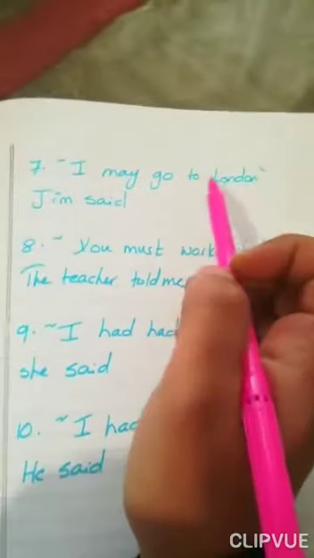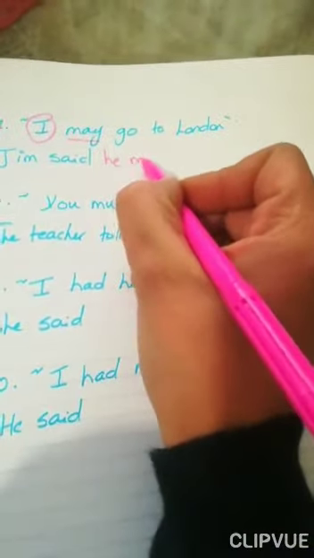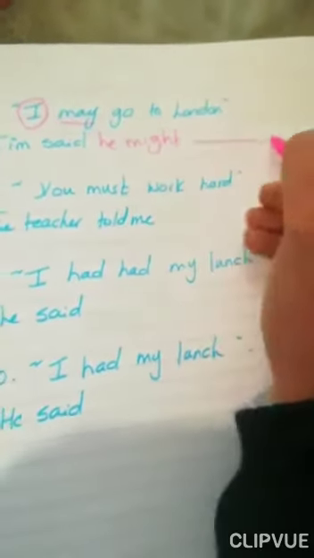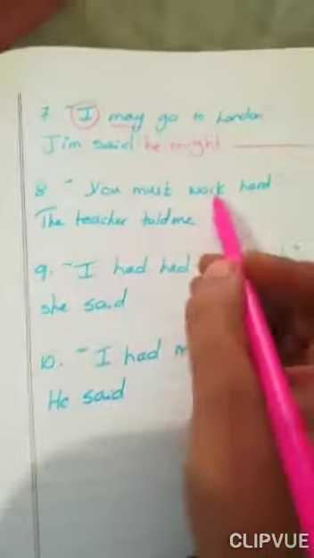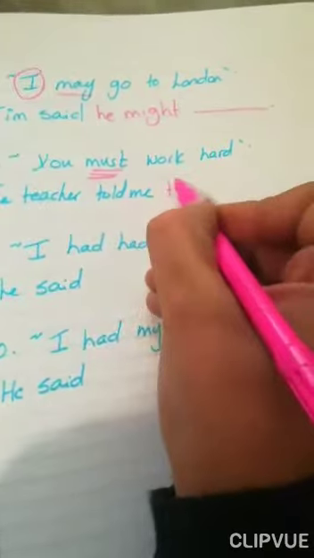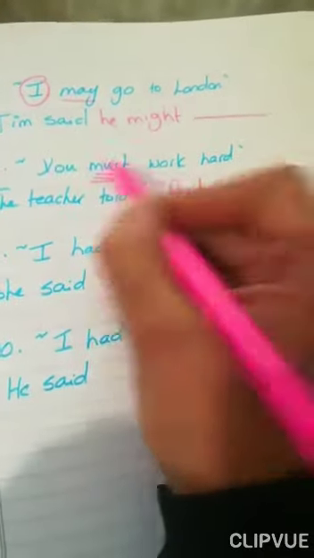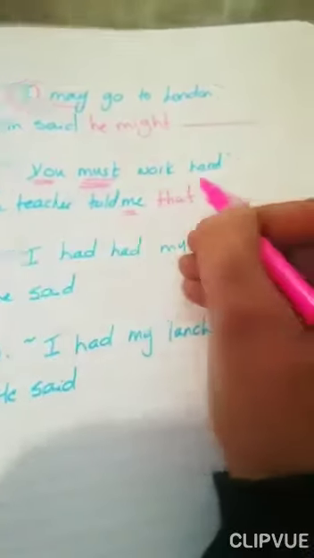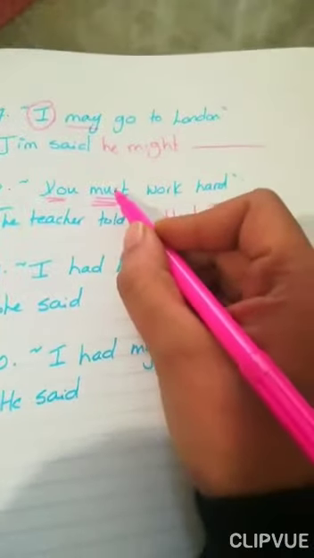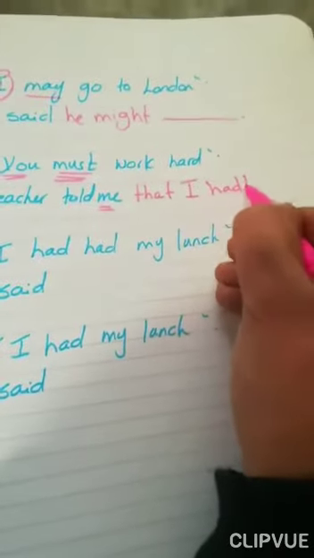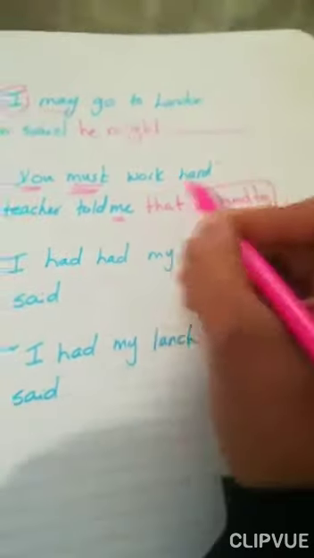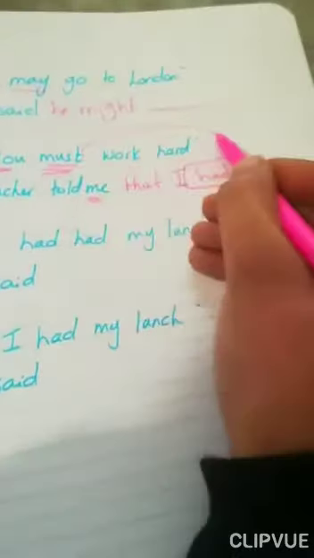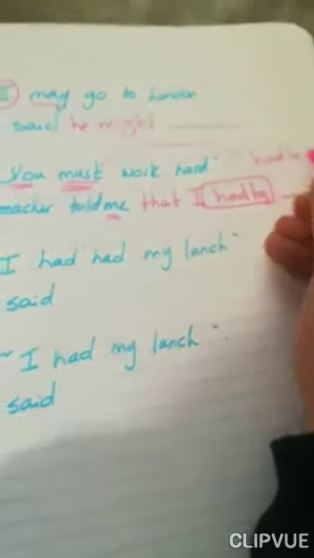Number 7. I may go to London. Jim said, he, the past of may, might, and you continue the sentence as it is. You must work hard. Please underline it. The teacher told me, because I have told, then I use that. The teacher told me that, because it's me, therefore you becomes I. The past of must, whenever you see must, I have to use had to. Okay, work hard. Must becomes had to.